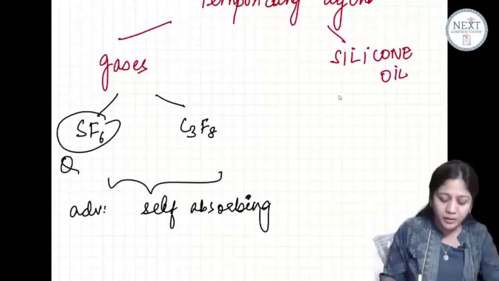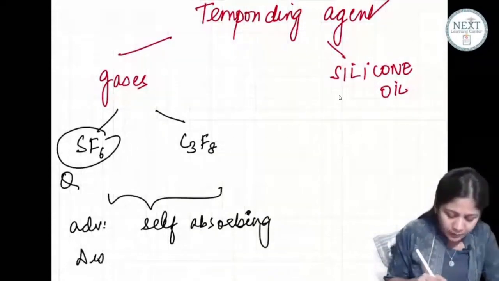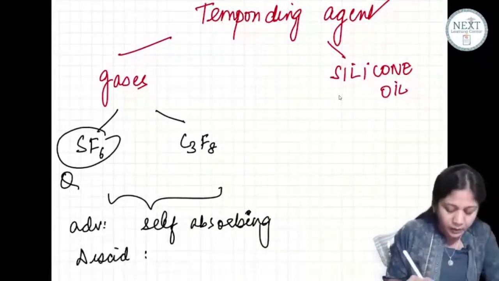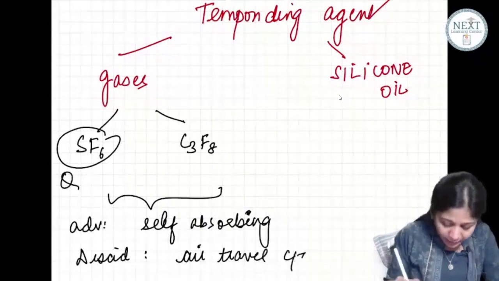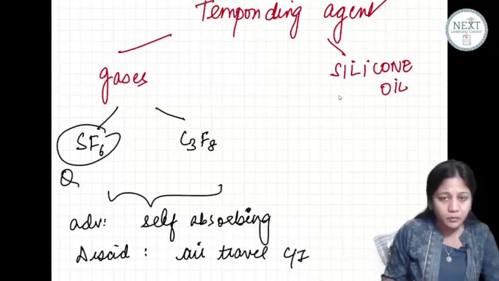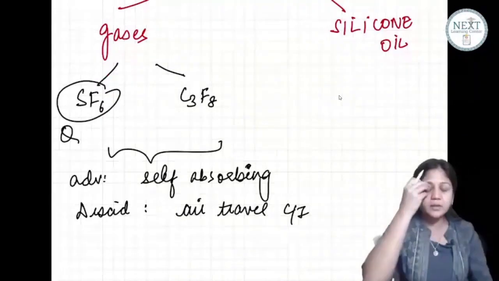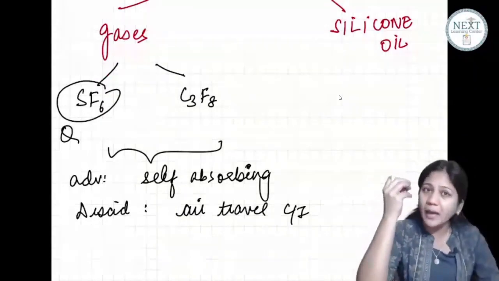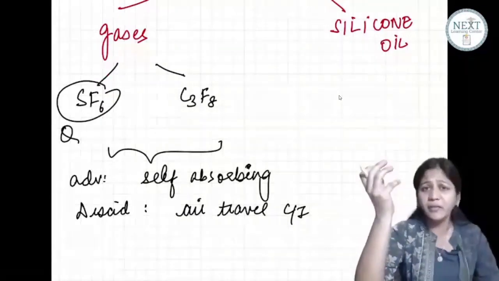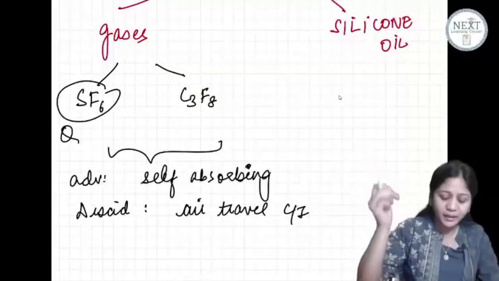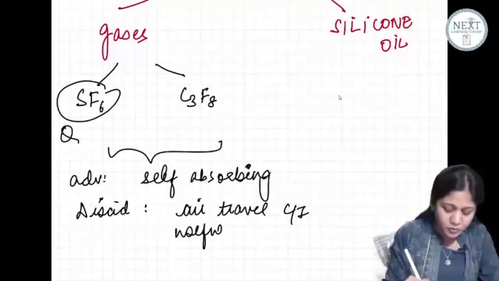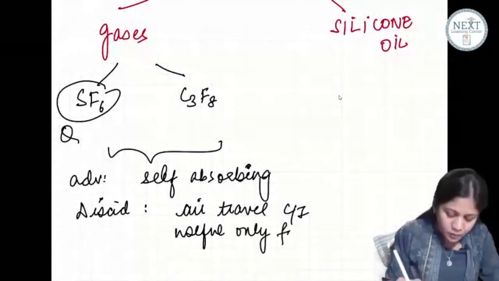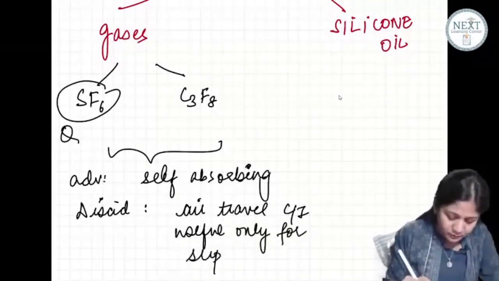But what is the disadvantage? The disadvantage is that air travel is contraindicated. First of all, you cannot do air travel. Once you do air travel, at low atmospheric pressure, your gas will expand, and then you again have glaucoma. Another disadvantage is that this gas will be useful only for superior tears.